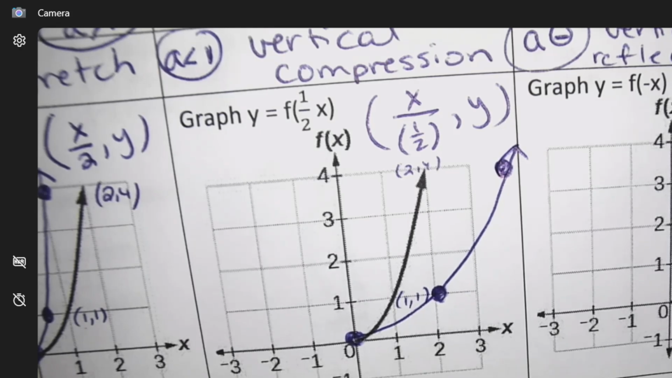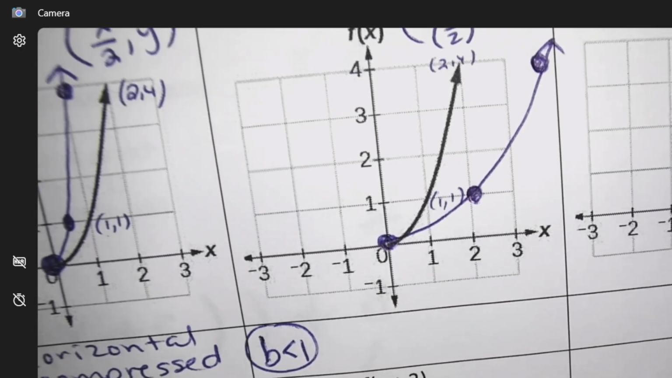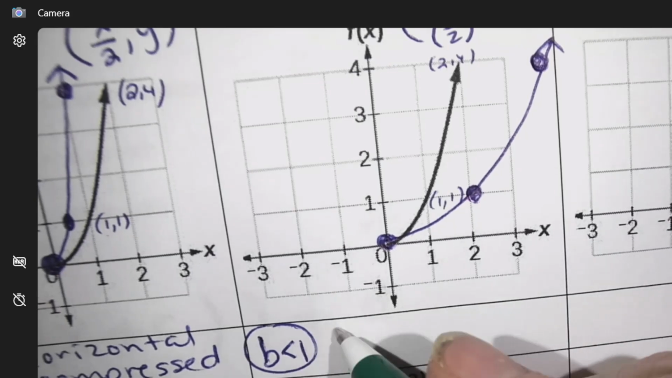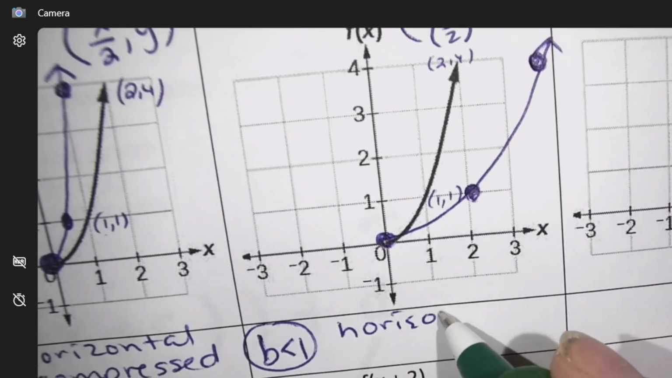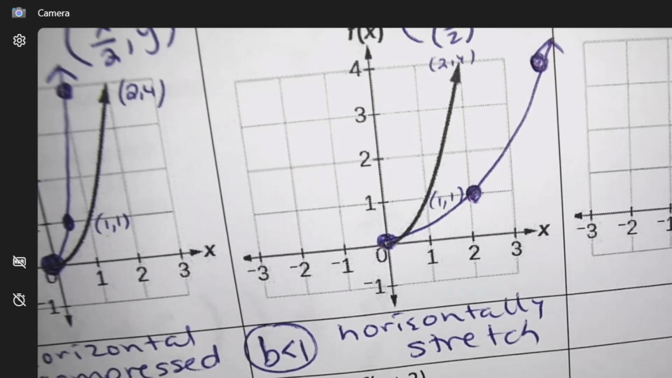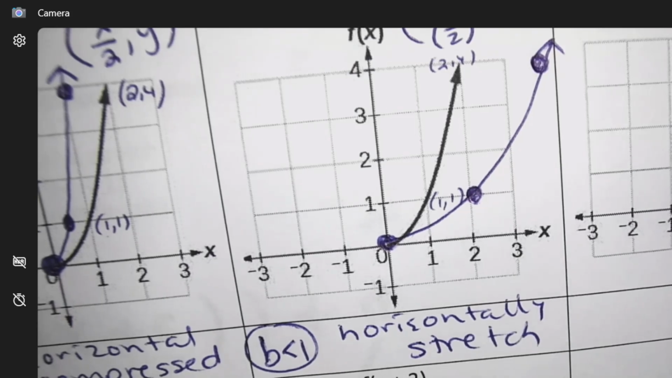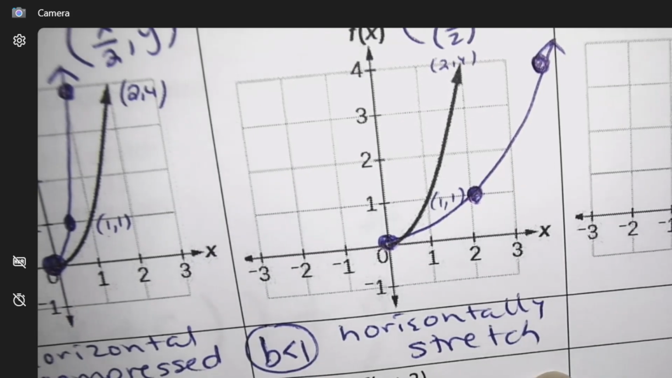So we're going to say, if b is less than 1, so if b is some kind of fraction or some kind of decimal under 1, then we are actually going to horizontally stretch it. So like an accordion, it pulls out now. Push the accordion in or out. Okay, opposite brain. A small number actually stretches.